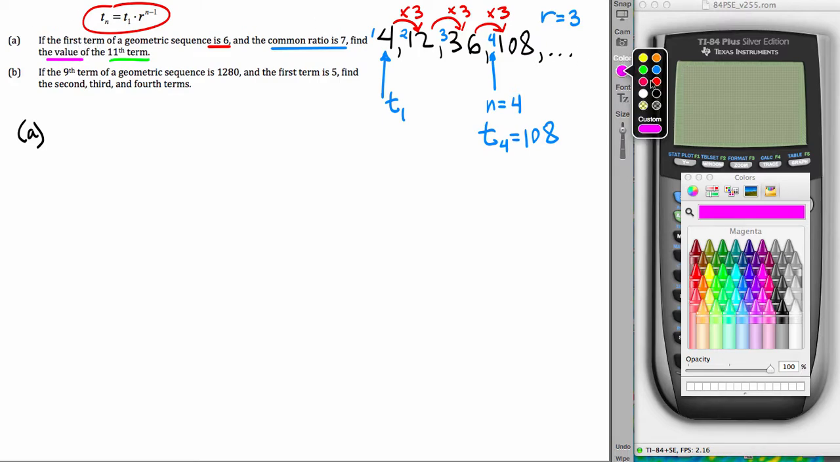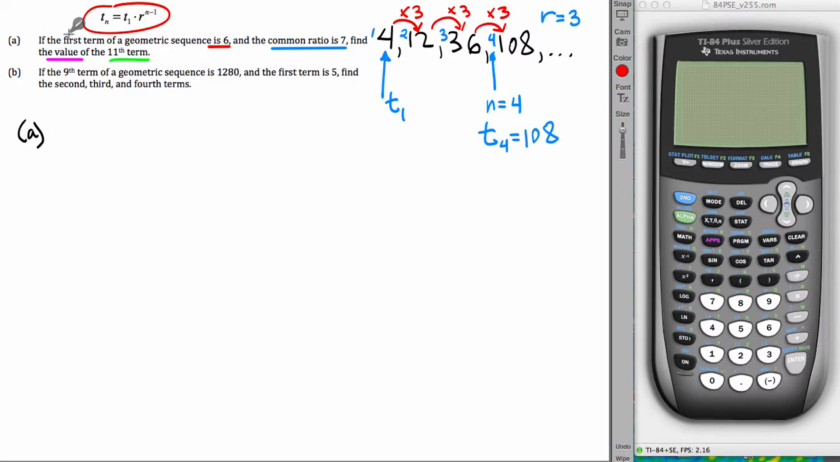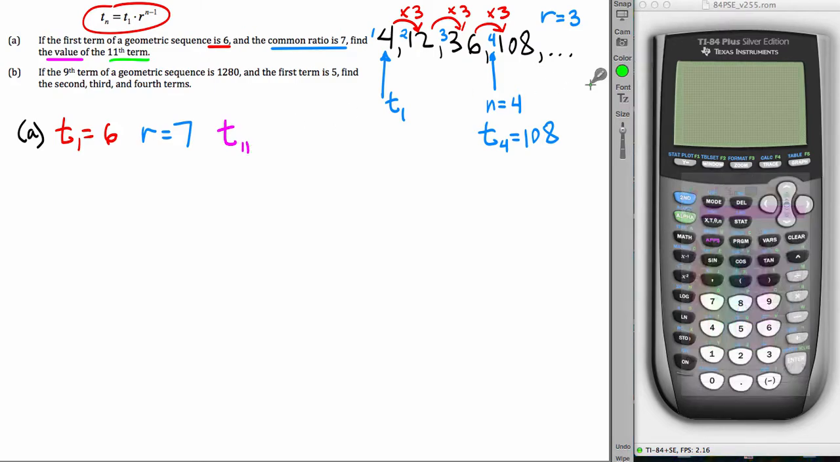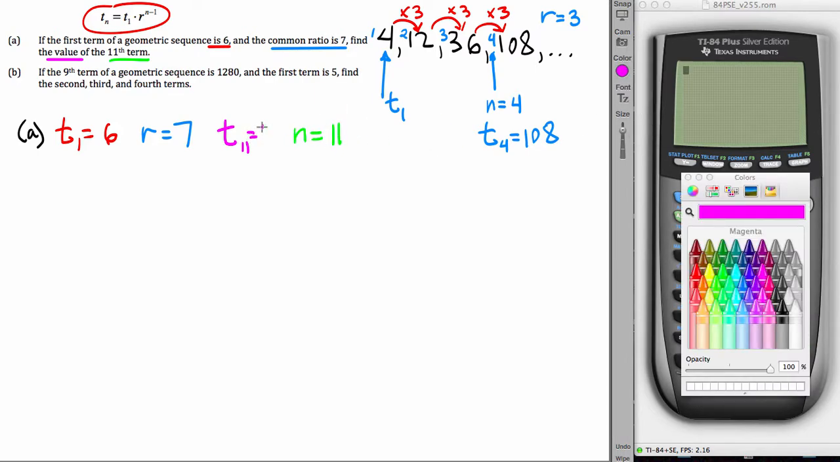So let's run back through that information and assign some symbols. The first term of a geometric sequence is 6. The common ratio, that's r, is 7, and what we're trying to find is the value of a term, and it happens to be the 11th term. That means that n equals 11, but what we're trying to find is the 11th term.